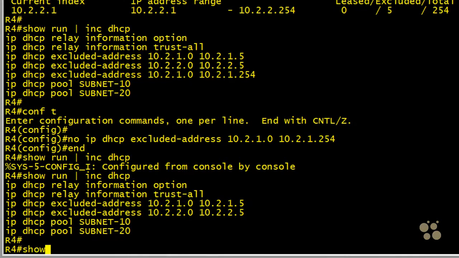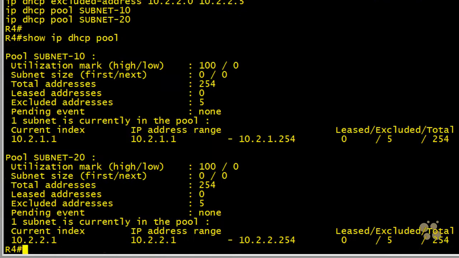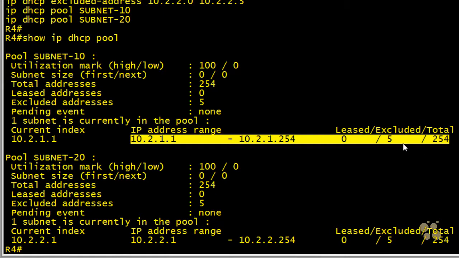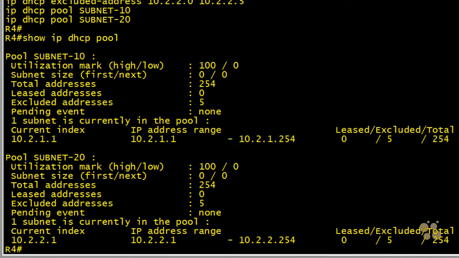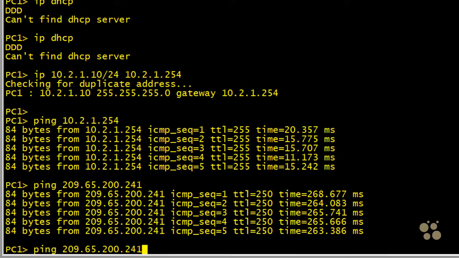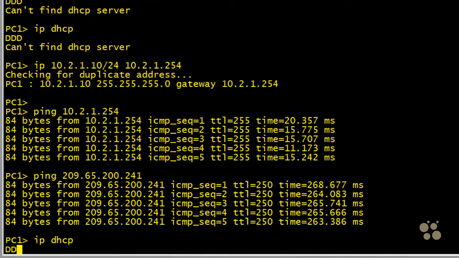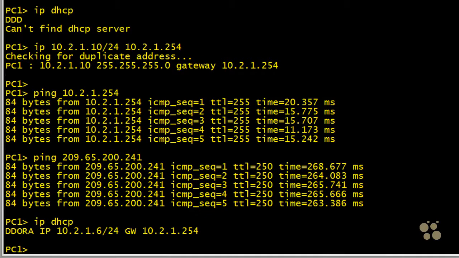We could also issue a show ip dhcp pool just to get another warm fuzzy that it does have some IP addresses to hand out. So up here for the 10.2.1 subnet, sure enough, it has 5 that are excluded out of a total pool of 254. And that looks much, much better. So let's go back to PC1. And on PC1, we'll hit the up arrow key a few times for IP DHCP, hoping for good success with getting an offer, making a request, and getting an acknowledgement back, all being proxied through the IP helper function on either DSW1 or DSW2.